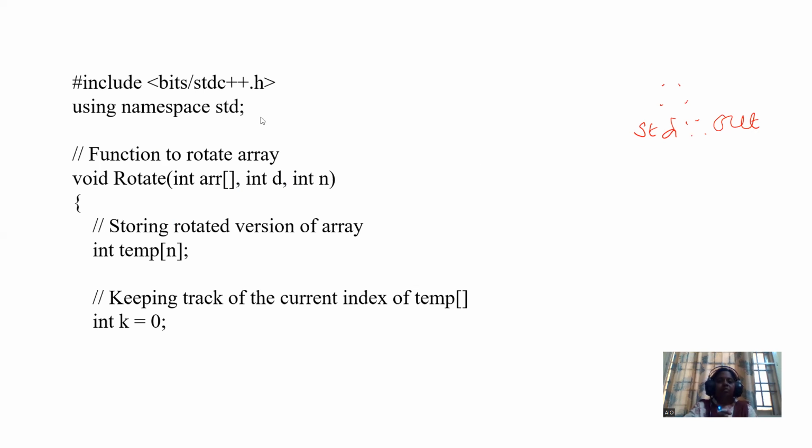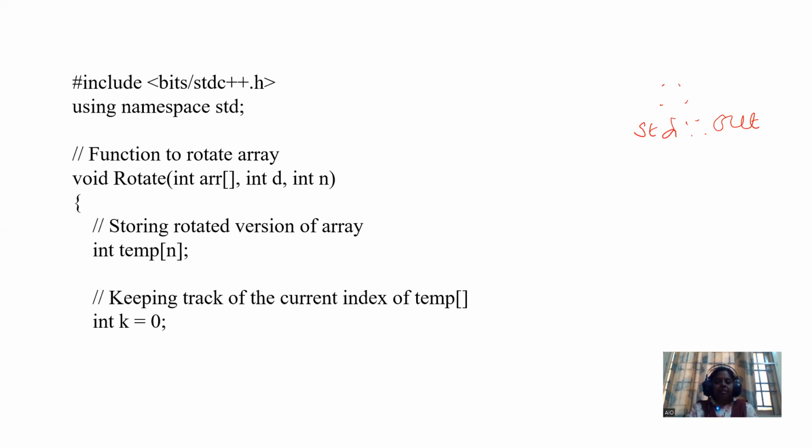For rotating the array elements, this code will perform using three functionalities. The first one is the user defined function rotate, the second is printing the array elements, and the third is the main function. The name of the function is rotate. This function has three parameters: an integer array, an integer d, which represents the number of rotations, and an integer n, which represents the total size of the array.